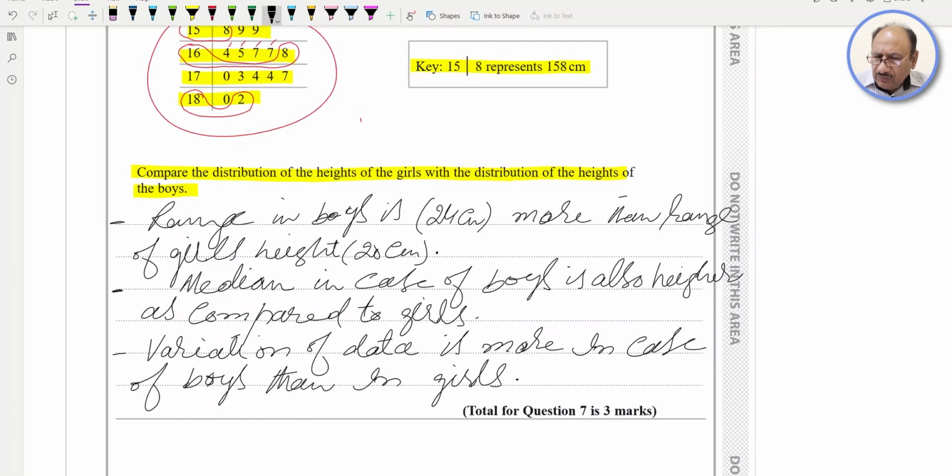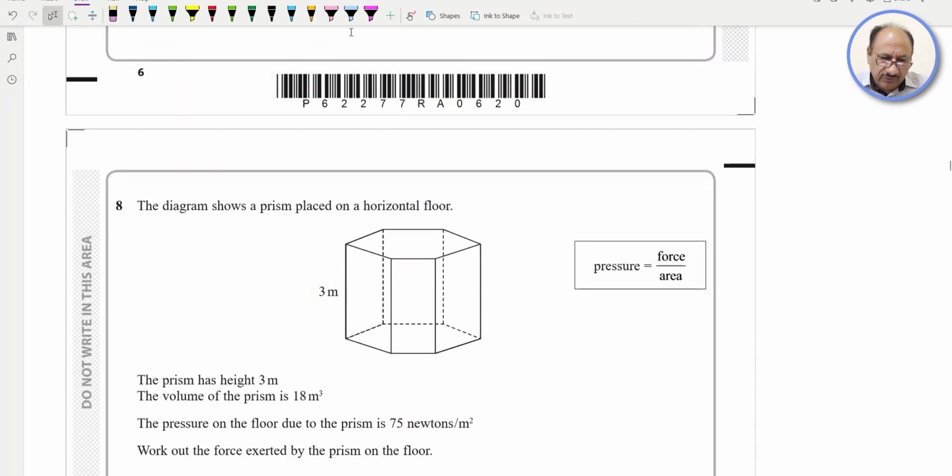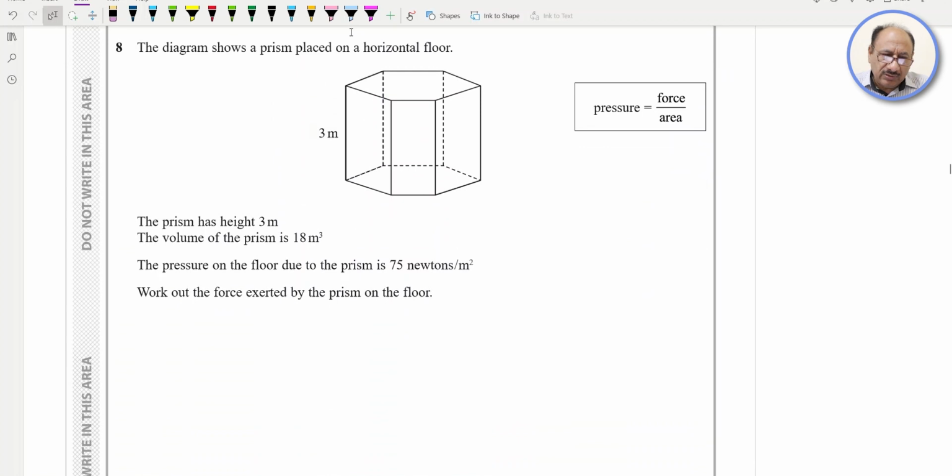So these are the 3 points which we have written over here to get 3 marks. Hopefully you understood each and everything. Now the question number 8.